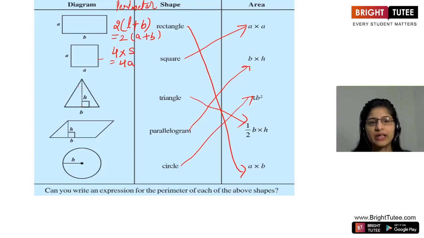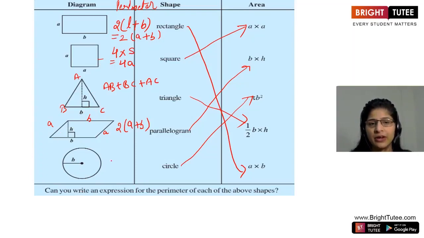Now looking at this, the base is b and the height is h. What will be the perimeter? Suppose I name it as ABC. The perimeter of the triangle is AB plus BC plus AC. Now for the parallelogram, if this is B, this is also going to be B. Let us consider this as A. So what is the perimeter? It will be B plus A plus A, that is 2 times A plus B. Right? That is the same as the rectangle.